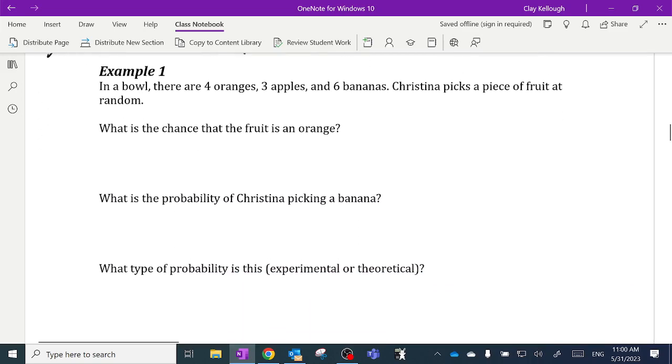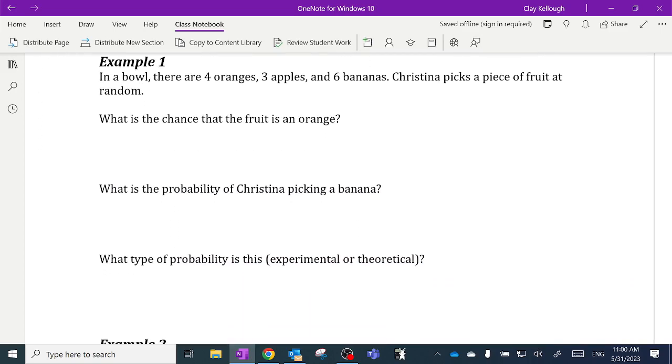Example 1. In a bowl, there are 4 oranges, 3 apples, and 6 bananas. Christina picks a piece of fruit at random. What is the chance that the fruit is an orange? Well, let's see. Desired over possible. I'm going to say probability of orange. That's the symbol that says I'm calculating the probability that the thing I pick is an orange. There are 4 oranges, and there is 4 plus 3 plus 6, which is 13 fruits in the bowl. I'll just leave it as a fraction. So my probability is 4/13.